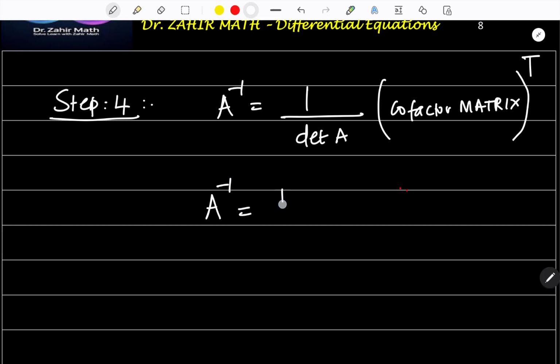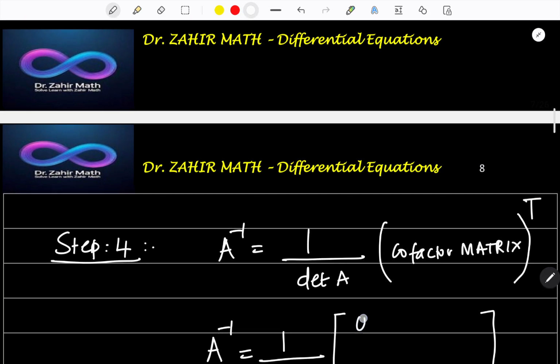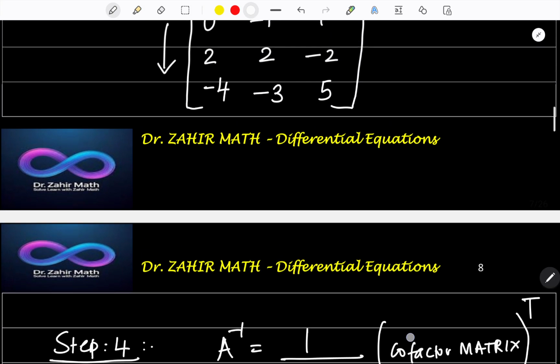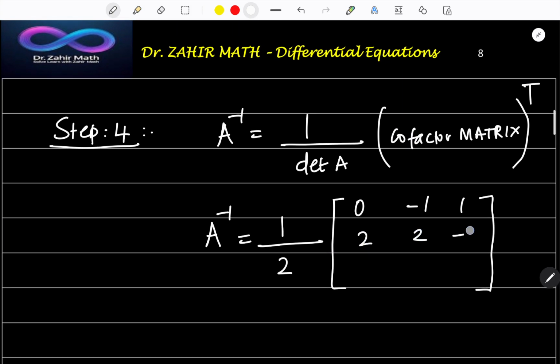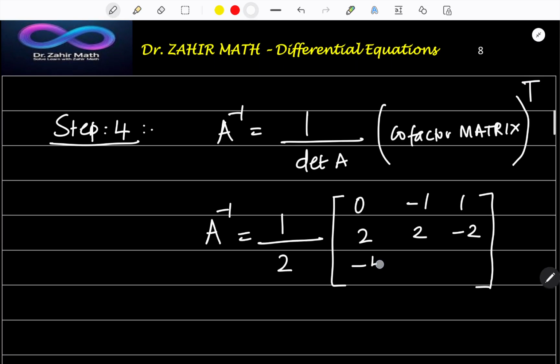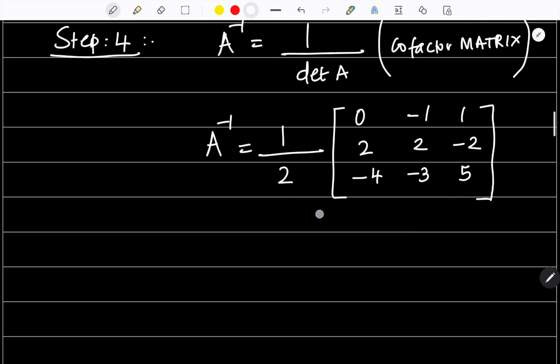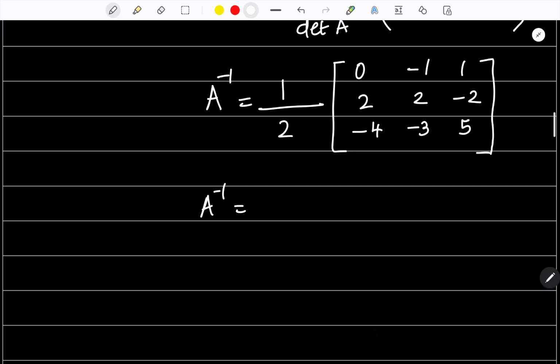So A inverse is equal to 1 by determinant of A. Your determinant of A is 2. Then just now we calculated the cofactor matrix. Cofactor matrix transpose is here: 0, minus 1, 1; 2, 2, minus 2; then after that, minus 4, minus 3, 5. So this is the cofactor matrix transpose. So A inverse is equal to, I told you, you should not keep this number outside. You must take it to inside. That's what I said.